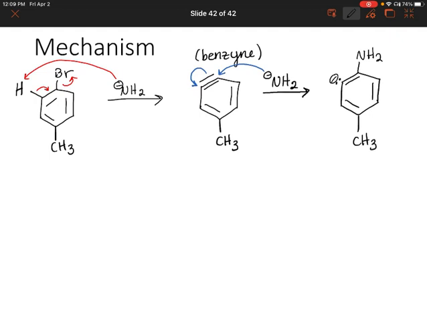So NH2 added para to the methyl group. And then in the last step, we're just going to add some dilute acid, so H3O+. And that negative carbon is going to grab onto a proton, and we get our final product.